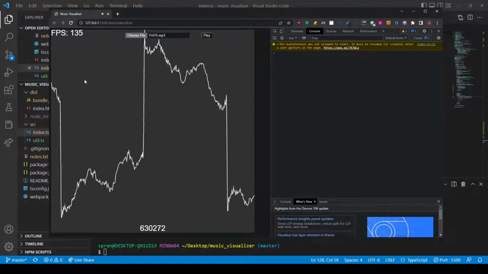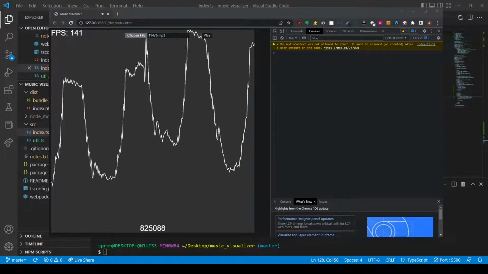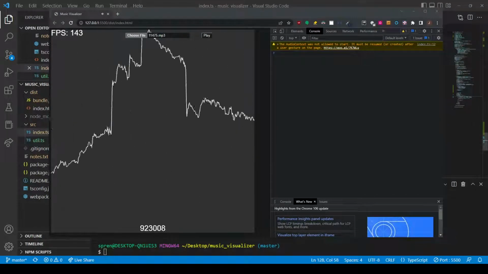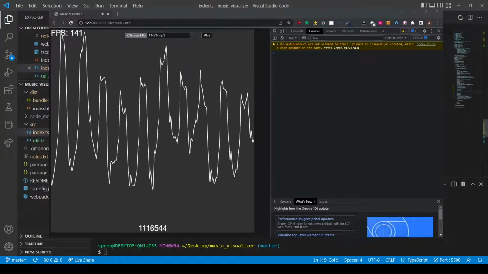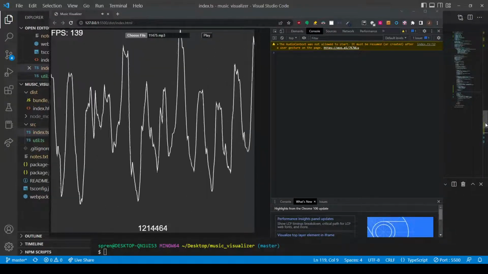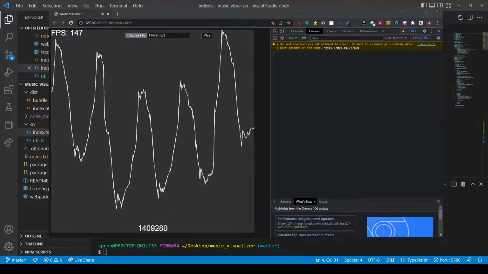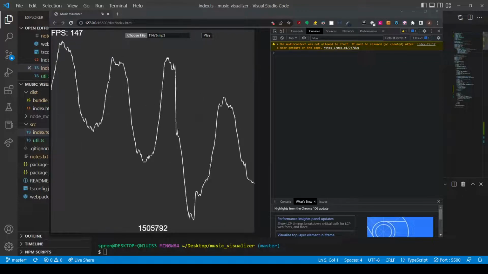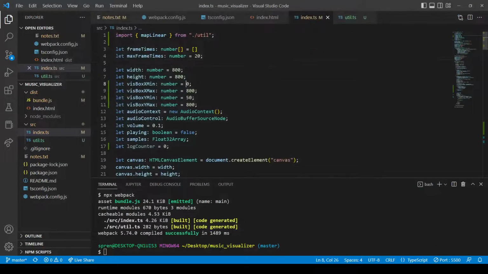Also, I'm pretty sure... Gosh dang it. I think this is a visual bug, because it's not supposed to... Let's see. Let's come back over here.